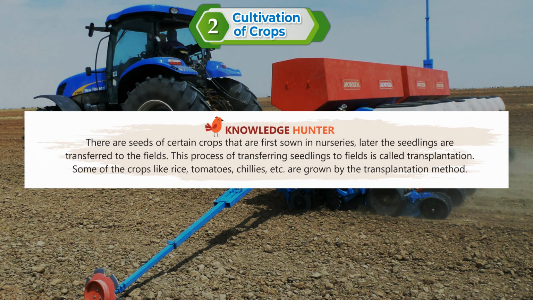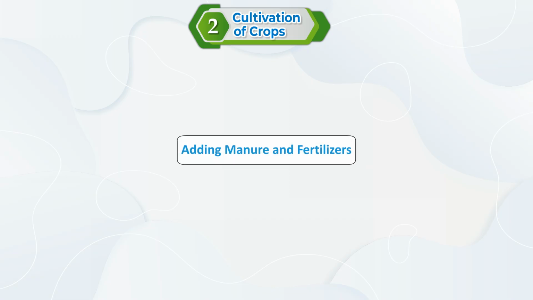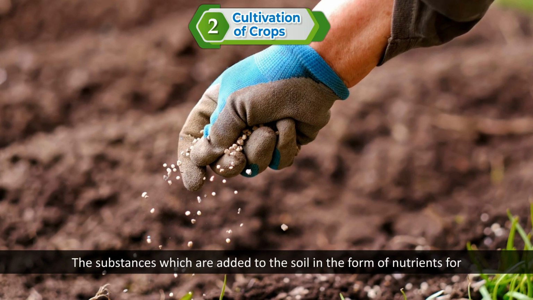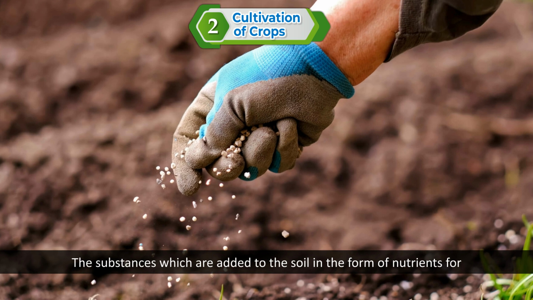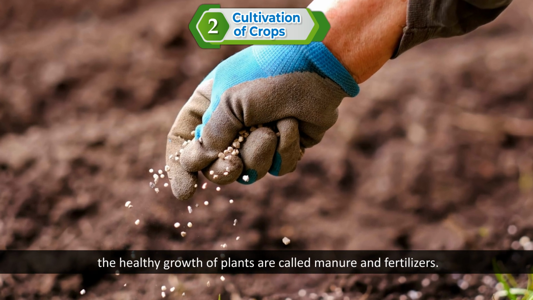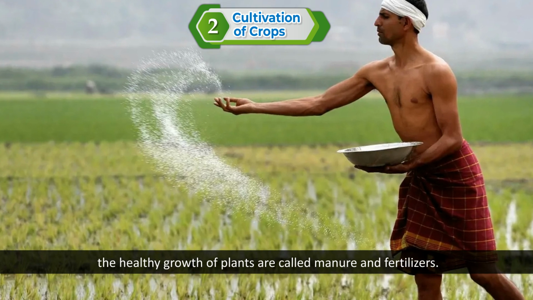Knowledge hunter. There are seeds of certain crops that are first sown in nurseries. Later, the seedlings are transferred to the fields. This process of transferring seedlings to fields is called transplantation. Some of the crops like rice, tomatoes, chilies, etc. are grown by the transplantation method. Adding manure and fertilizers. The substances which are added to the soil in the form of nutrients for the healthy growth of plants are called manure and fertilizers.